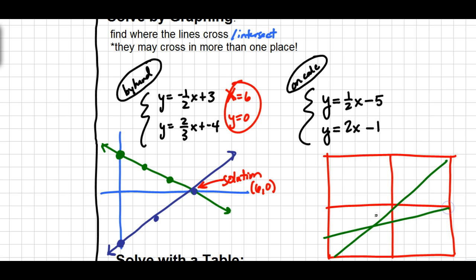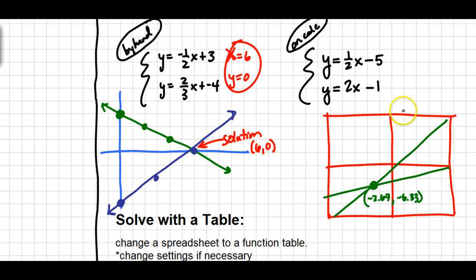And so I've got a graph kind of looking like that. And again, my coordinate where they intersected was negative 2.67 and negative 6.33. And so that's my solution. So let's do a quick rundown of how we did that on the calculator.